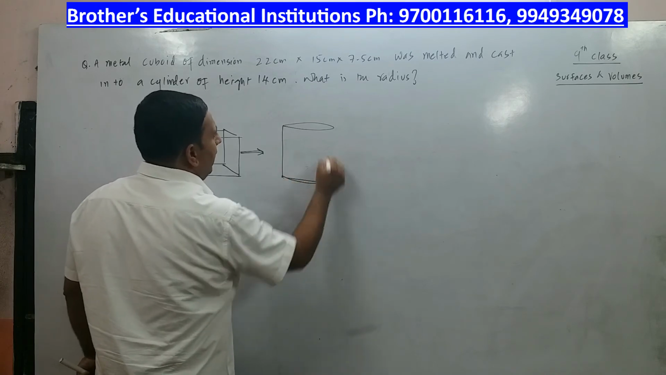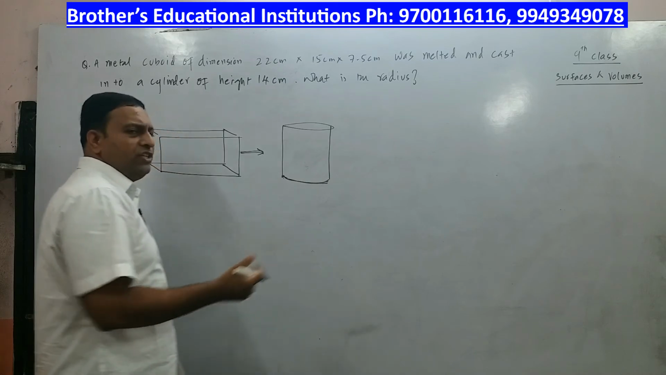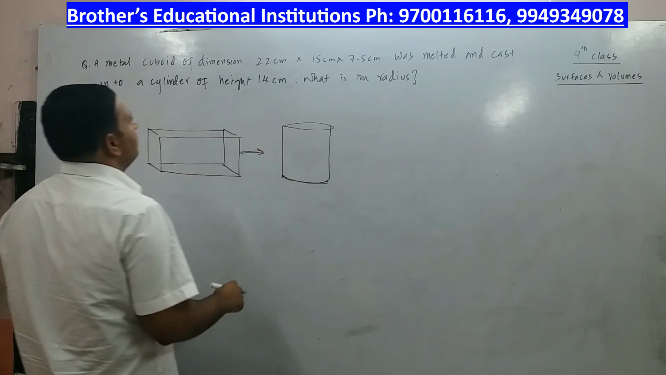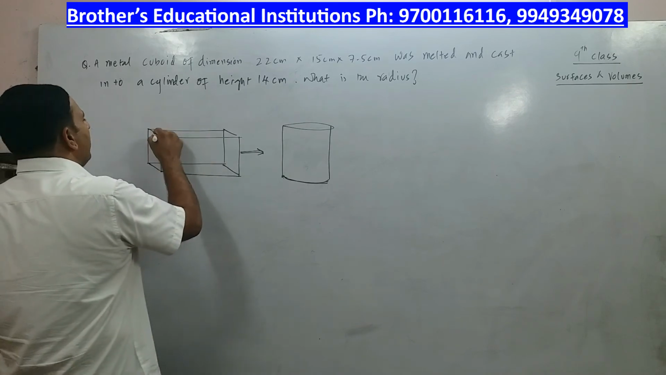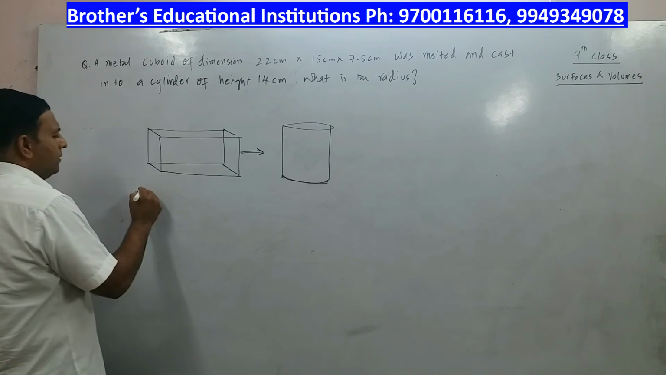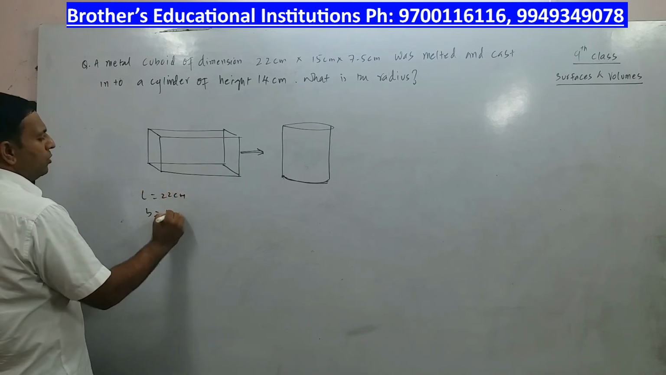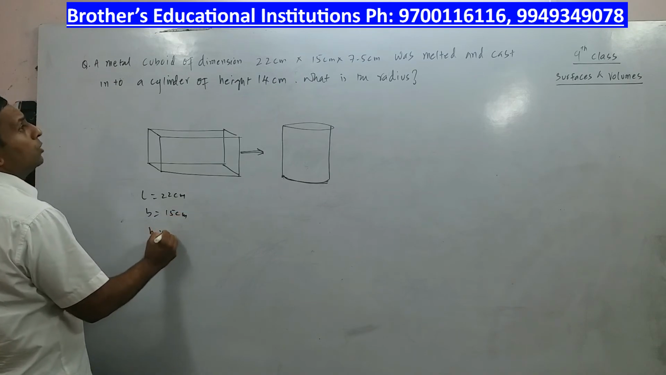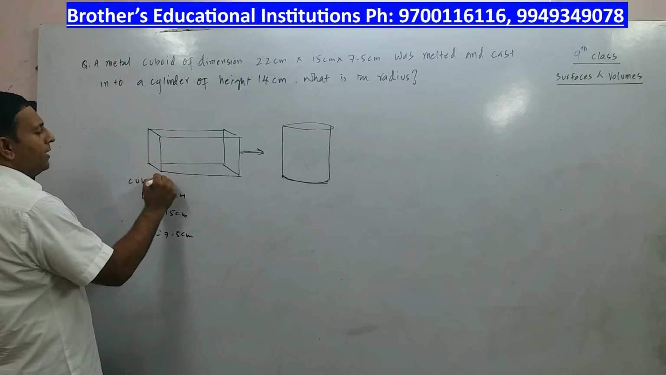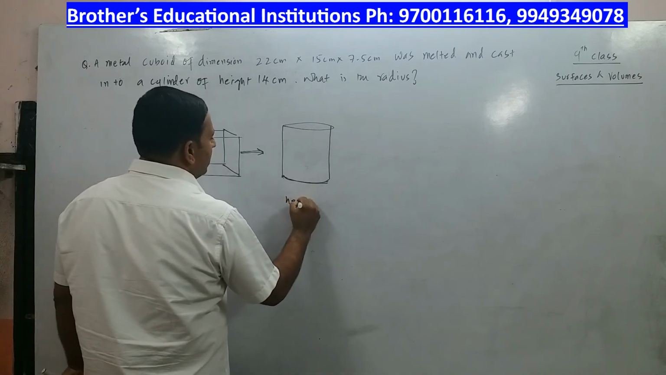So when you are melting and putting it back into the form of a cylinder, tell me what is not changing? Shape is changing, but volume is not changing. The volume of the metal is the same. So now, what are the dimensions given to you? Length is equal to 22 centimeters, breadth is equal to 15 centimeters, and height is equal to 7.5 centimeters of the cuboid. Now that is being melted into a cylinder, and what is the height of the cylinder?